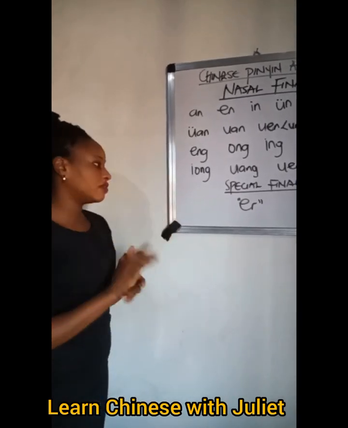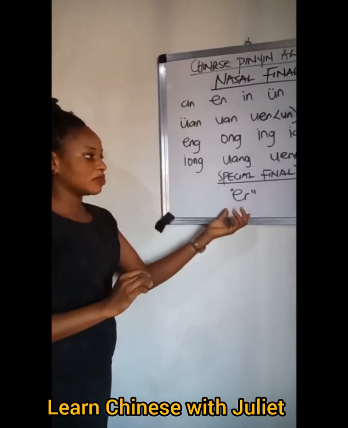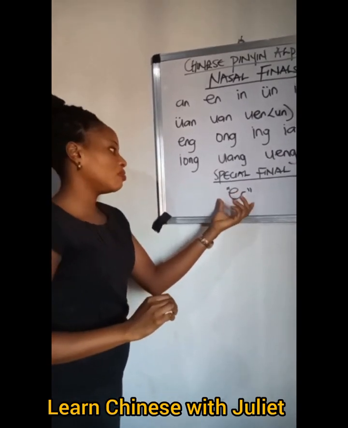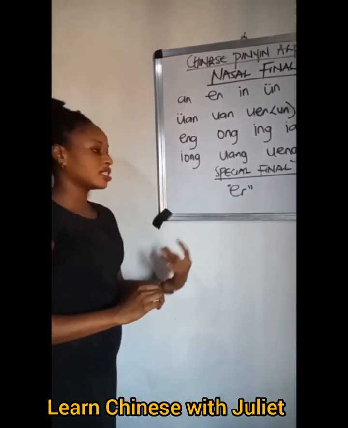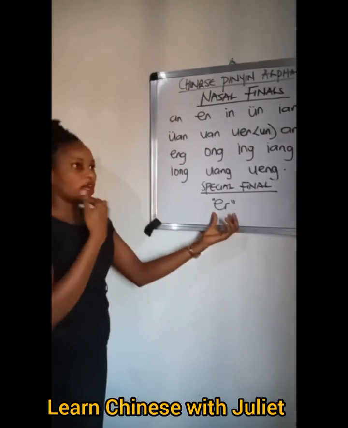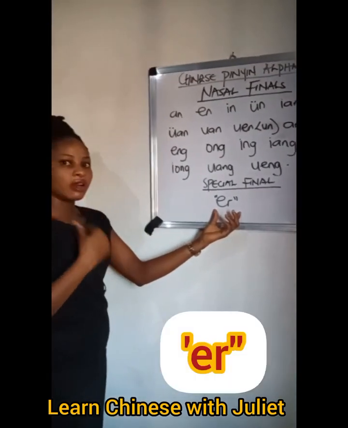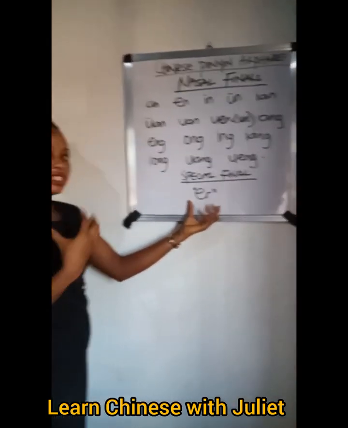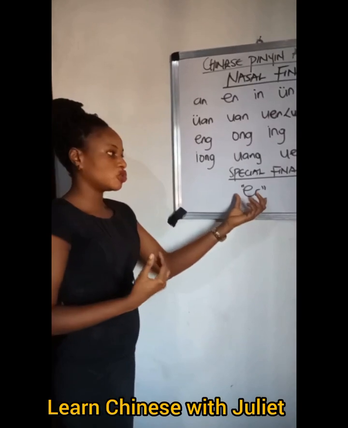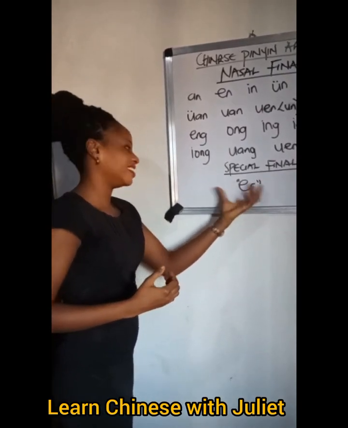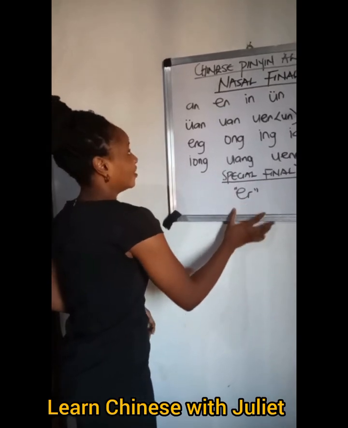Now let's move on to the special final. There's one particular special final. It's called a special final because it's just by itself. It cannot be written with an initial. This is called er. You have to coil your tongue while pronouncing it. Just like er, two. When you're reading numbers in the Chinese language, this is two. It's just by itself, standing on its own. One man standing, just by itself.